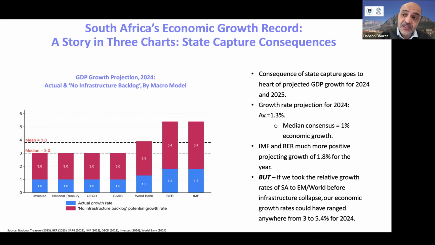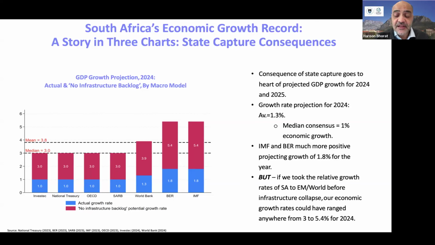And as a consequence, growth rates in EMs are struggling. So that difference has got nothing to do with anything except the fact that infrastructure has collapsed in South Africa. It's a pure domestic own goal, if you like.